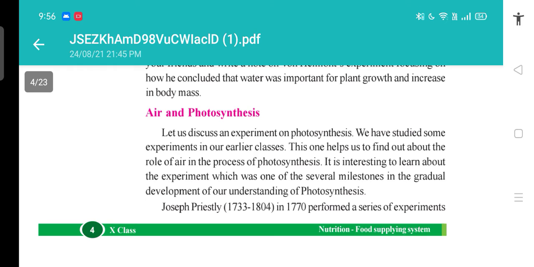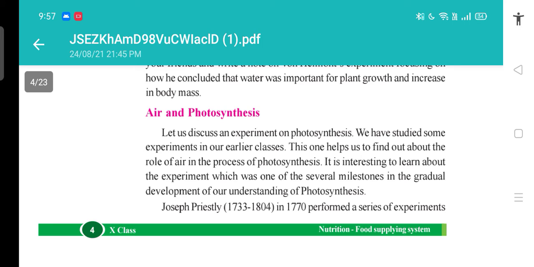We have studied some experiments in our earlier classes. Means from 6th, 7th, 8th, and 9th, for many years, we are very familiar with this word photosynthesis. Photosynthesis means photo means light, synthesis means to produce. Okay, it is interesting to learn about the experiment which was one of the several milestones in the gradual development of our understanding of photosynthesis.